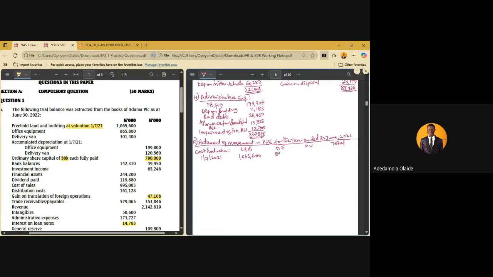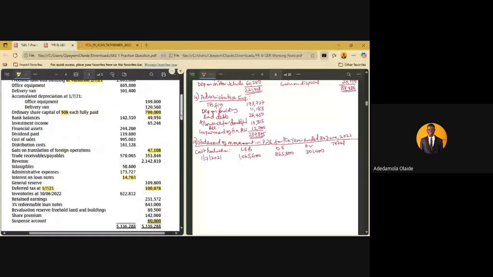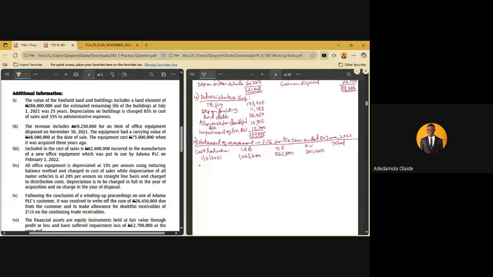We have this to be 865,800 and 301,400. So please help me calculate the total. Then do we now have additions during the year? Yes, we have additions. There was addition to office equipment. Addition of how much? 82,600. The new one we bought. This one here.